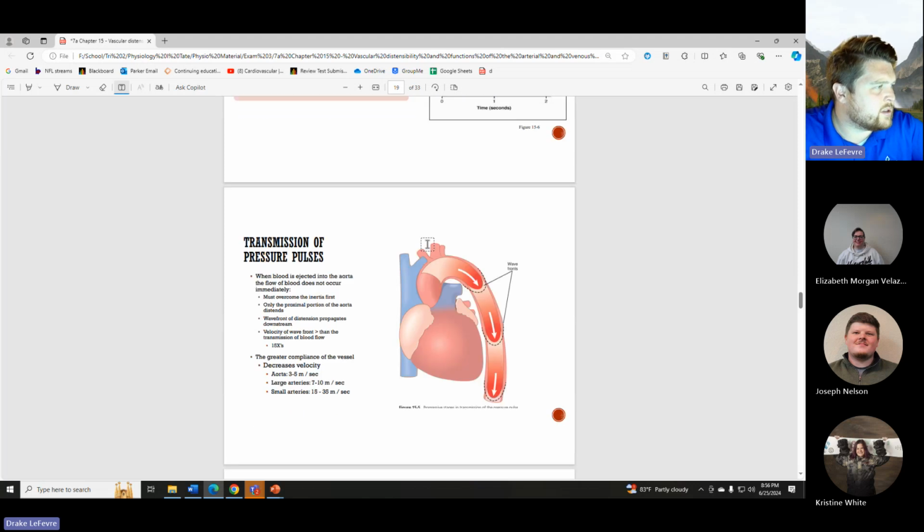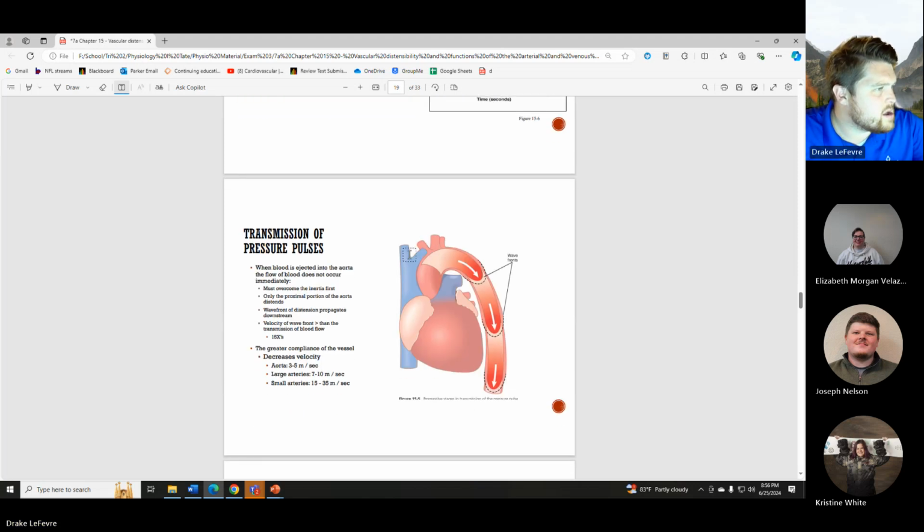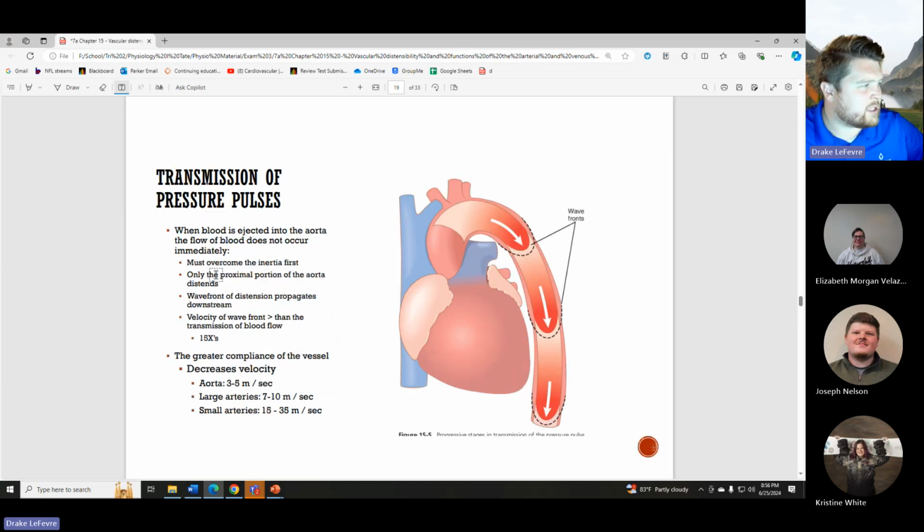This I wouldn't worry too much about. Transmission of pressure pulses. When blood is ejected from the aorta, the flow of blood does not occur immediately. It has to overcome inertia first. This isn't super testable material. Transmission of blood flow.